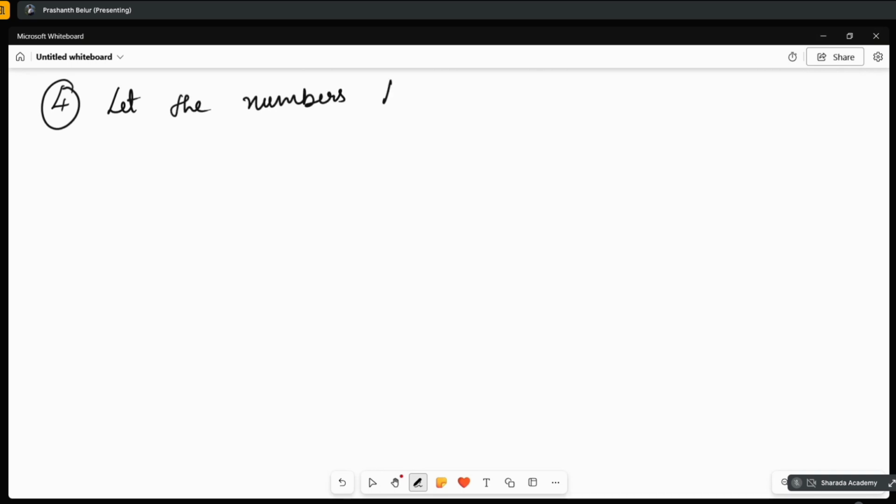Let the numbers be x and x plus 1. Why have we taken x and x plus 1? Because they are consecutive numbers. One to the next, just the next number is the consecutive number. So one is x, the other will be x plus 1. What they have given is the sum of whose squares is 365. You are adding the squares of the numbers. So x square plus x plus 1 whole square is equal to 365.